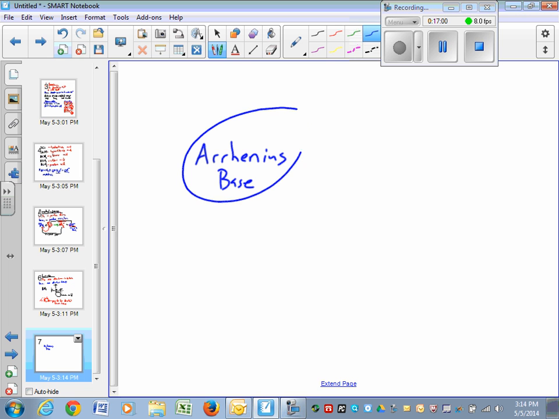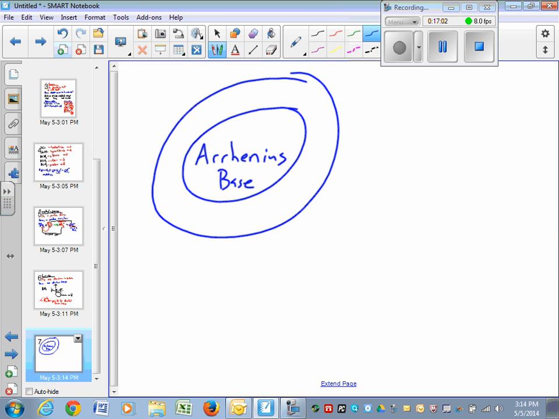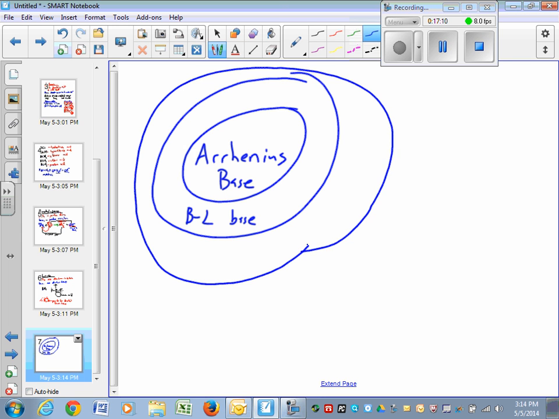So we have Arrhenius. If Arrhenius says it's a base, so do Bronsted and Lowry. And if Bronsted and Lowry say it's a base, so does Lewis. It's just that Lewis includes things that Bronsted and Lowry don't. And we can draw the same diagram for acids.